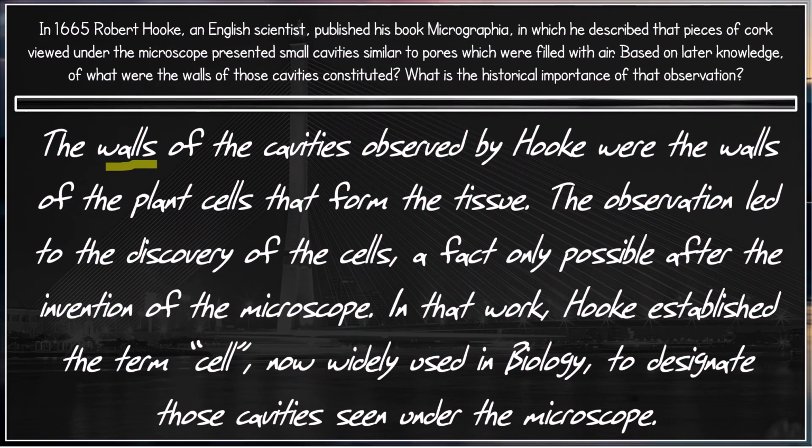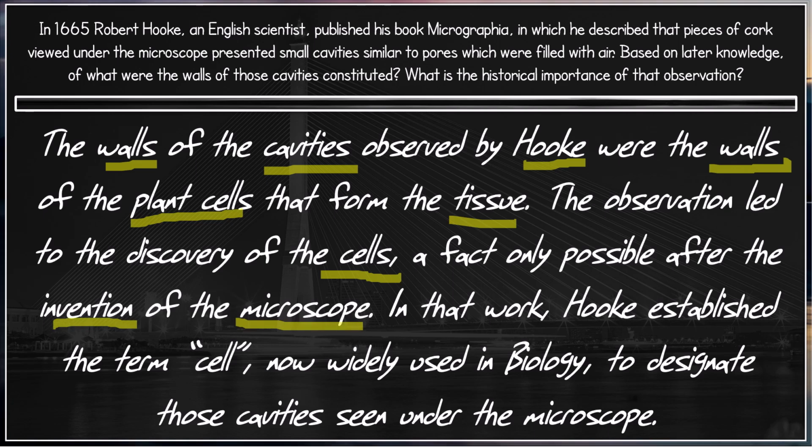The walls of the cavities observed by Hooke were walls of the plant cells that form the tissue. The observation led to the discovery of the cells, a fact only possible after the invention of the microscope. In that work, Hooke established the term cell, now widely used in biology, to designate the cavities seen under the microscope.